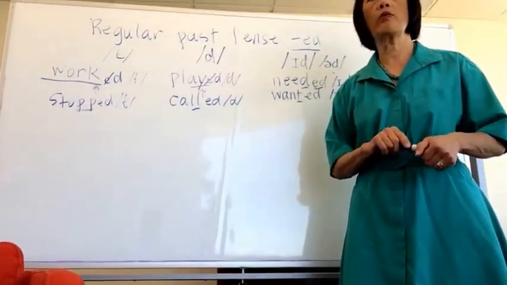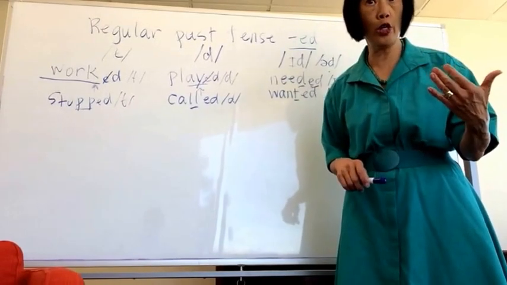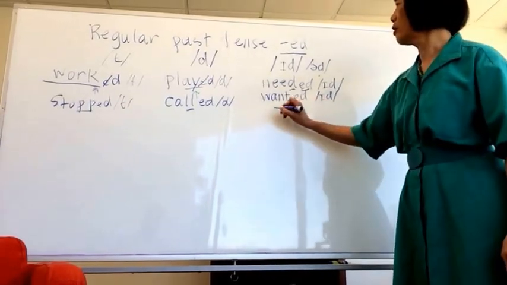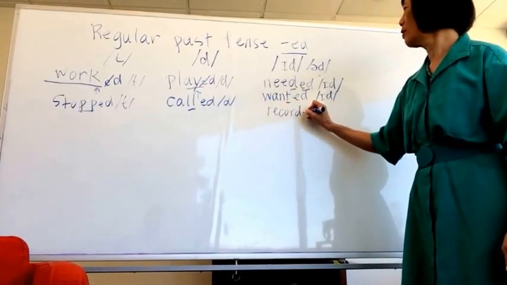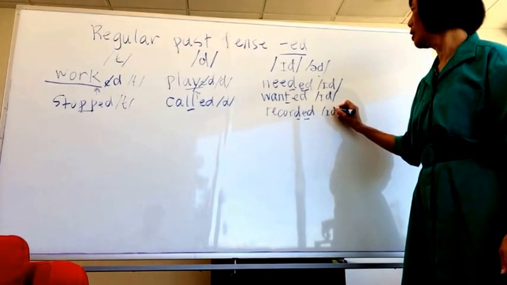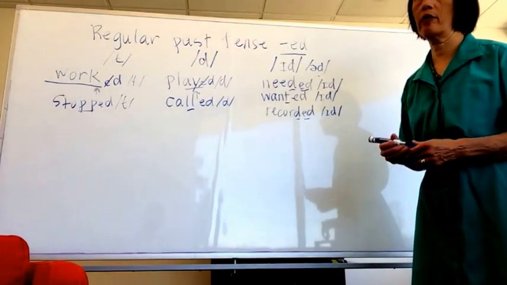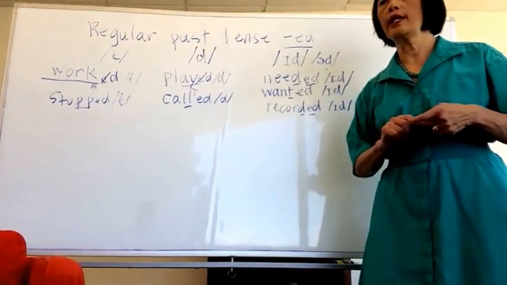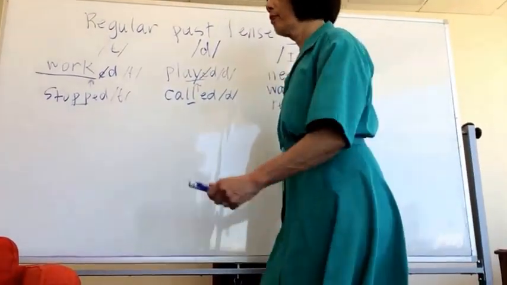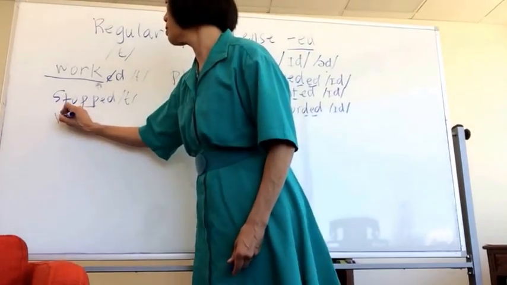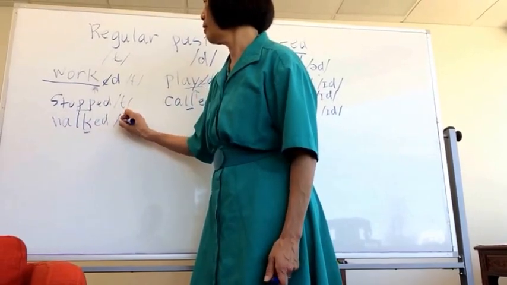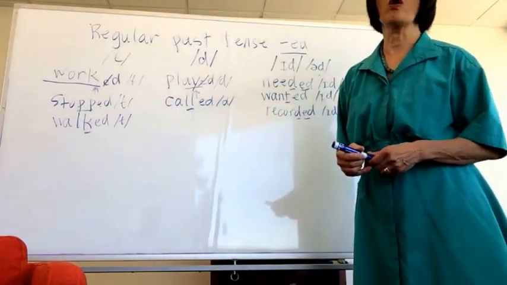All right, suppose we say the word record. Did you record your voice? Recorded. All right, so we have recorded, d sound, extra syllable here, so we say recorded. All right, how about if we say walk? Walked. Past tense is walked, so walk with ed, the last sound is k, and we put the t sound, so past tense walked, I walked.